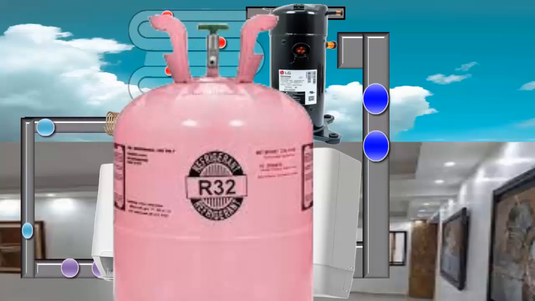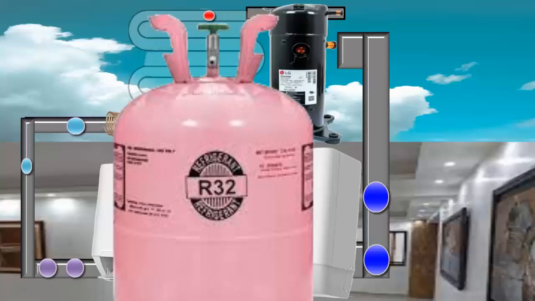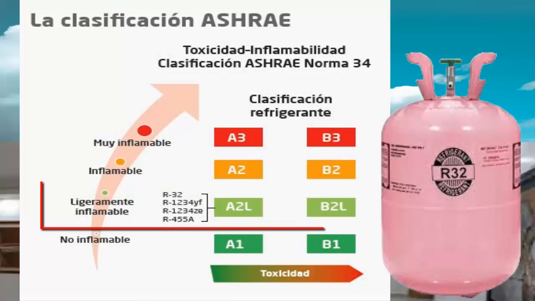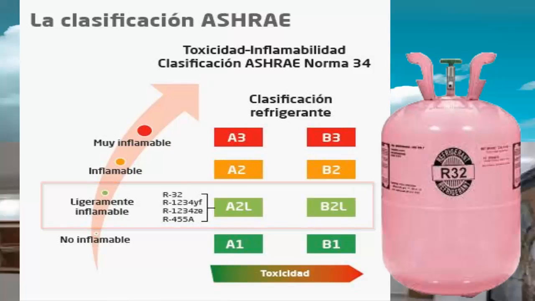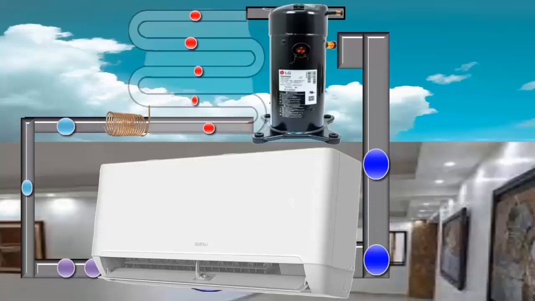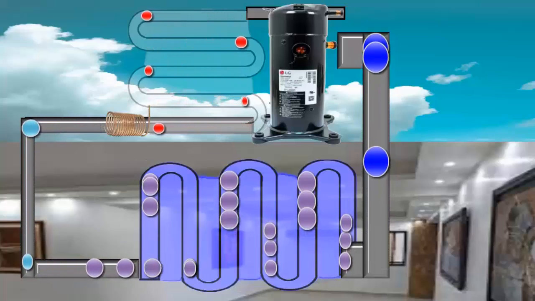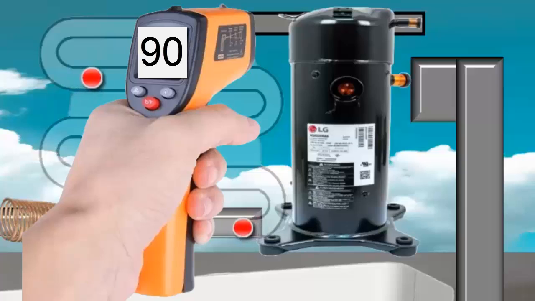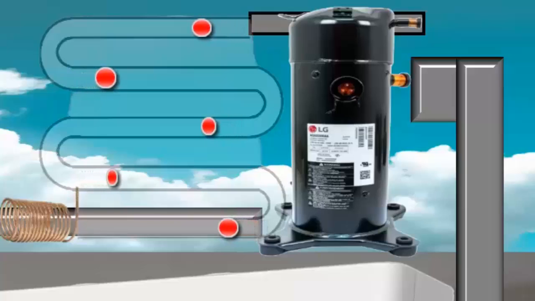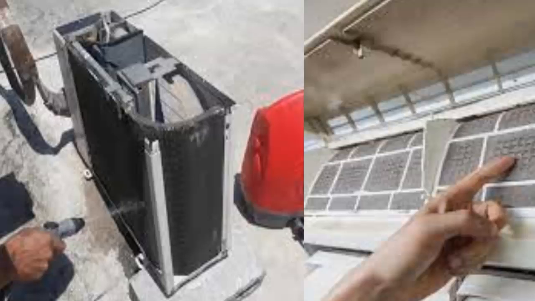R32 gas is highly efficient, but has the characteristic of being slightly flammable. If the air conditioning unit is installed correctly, it should not pose risks. The main problem with R32 is not only its flammability but also the high temperature it reaches at the compressor's outlet. To minimize the problem of high temperatures of R32 and ensure a long service life of the equipment, it is essential to perform preventive maintenance, including cleaning the condenser of the outdoor unit, at least every 6 months.